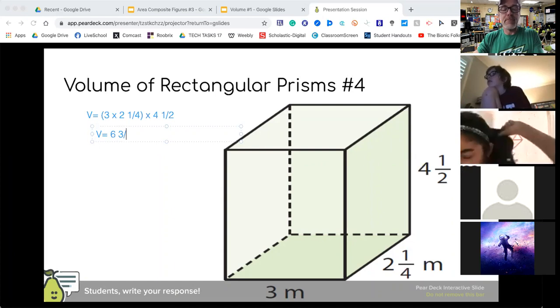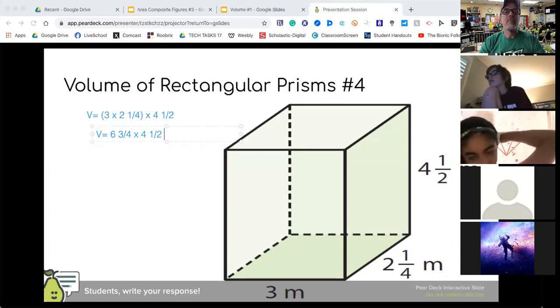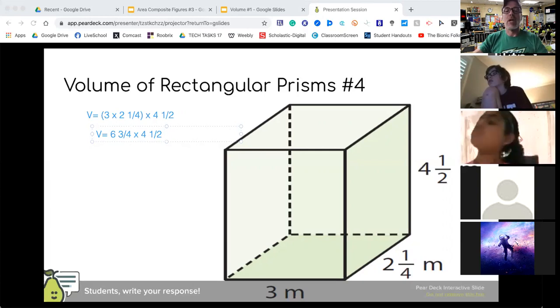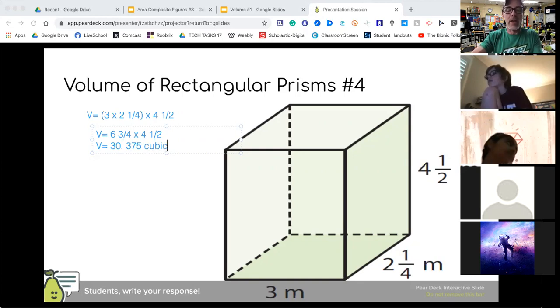I multiplied that times 4 1/2, and I got 33/8. Why did you do that? Well, because the bottom layer, the base, would also be multiplied times 4 1/2 because it appears 4 1/2 times in the square. Right, that's right. And then you get cubic meters, right? Yes.